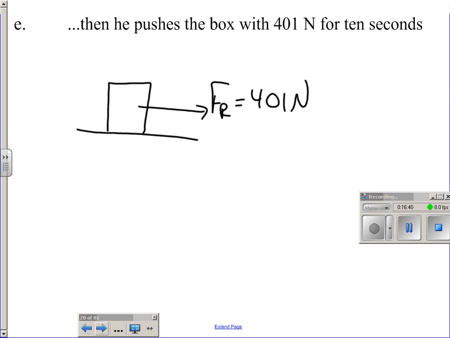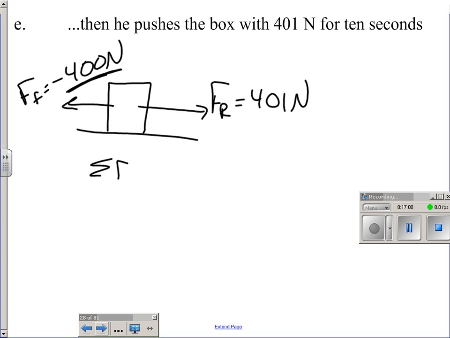Now remember, friction doesn't want the box to move, so it's going to push back on it. But the problem is, friction can't exert 401 newtons. It can only exert 400 newtons. So at this point, it's going to do everything in its power to prevent the motion. It's going to exert its maximum force of friction, but it's not enough to prevent the motion.